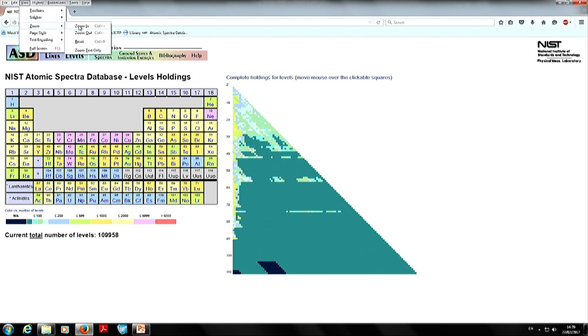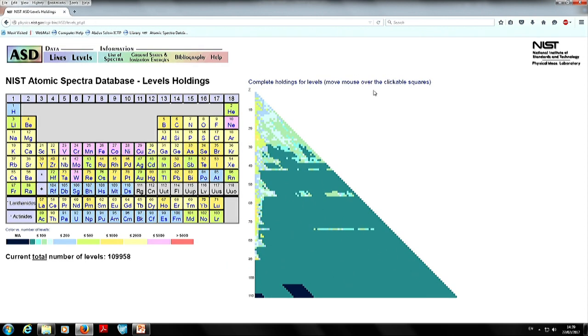And a little more. Okay. So if you put your mouse over any square here, it will tell you. So this is, for instance, molybdenum 23, 22 times ionized, has only three levels. You move to something like iron 2, it has 1,000 levels. And from here, you can directly go to the data for particular ions.